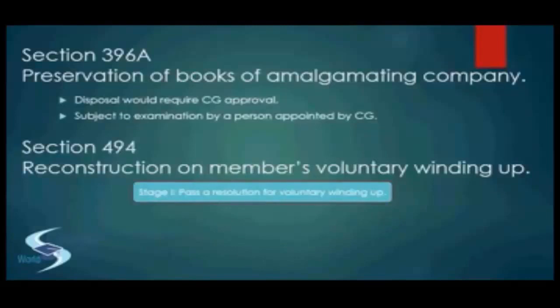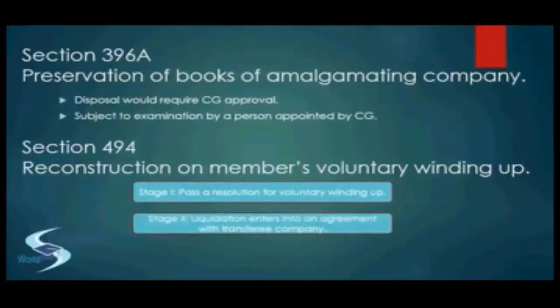To start with, in stage 1, the shareholders will pass a resolution for voluntary winding up. They'll call a meeting of the shareholders and pass a resolution: okay, now we are going to wind up the company. And that will obviously have to be a special resolution.